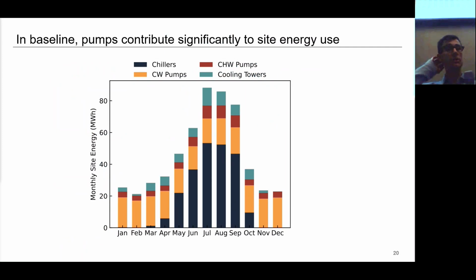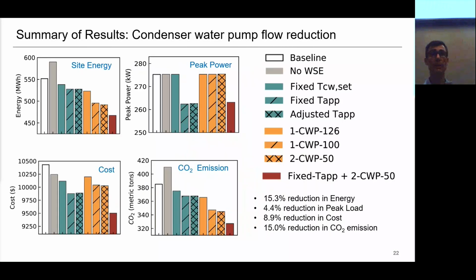Then having done this optimization, we also looked at the individual energy consumption of the different components. And what is shown here is that the condenser water pumps, shown in orange, have a very large energy consumption if you compare this one to the consumption of the chiller and the cooling towers, for example, which are shown in black and in bright blue. So in the next step, we are interested in further reducing the energy consumption by adjusting the flow rate of the condenser water pumps.